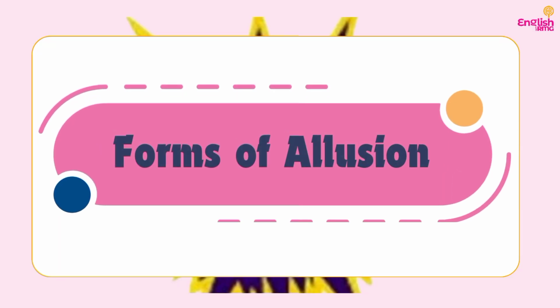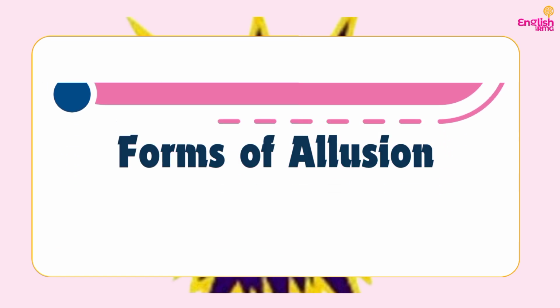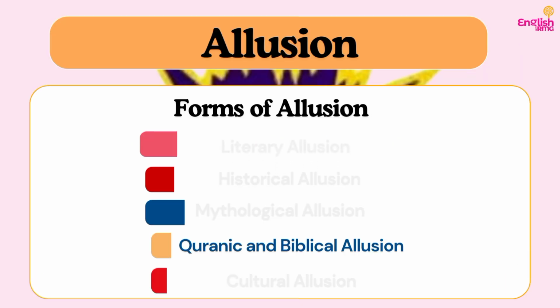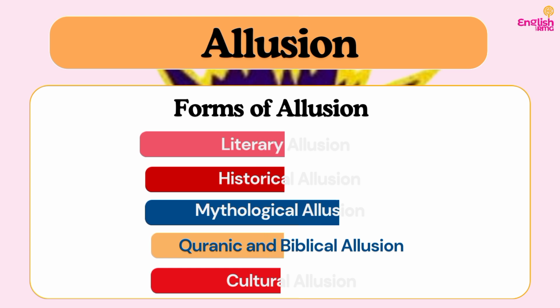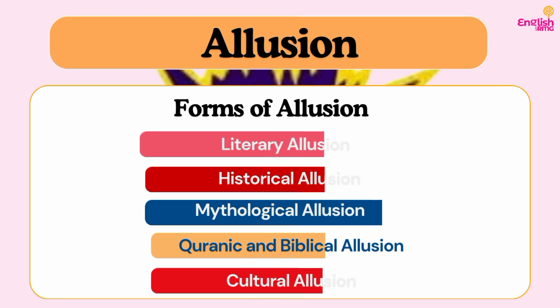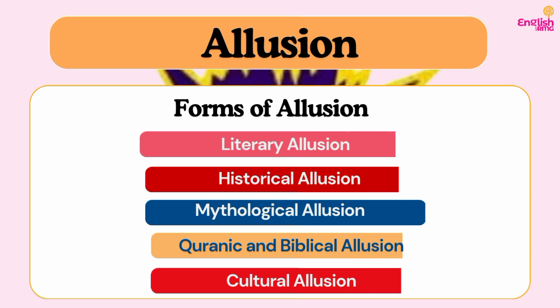So now let's move on to the next subtopic, which is forms of allusion. That is, do we even have different types of allusion? Or I just need to pick, if I know about any story or any prior knowledge, I just need to use it. So let's look at a few forms of allusion that you can always pick from to use in your write-up. So we have literary allusion, historical allusion, mythological allusion, religious allusion, which could be Quranic or biblical. Then we have the cultural allusion.